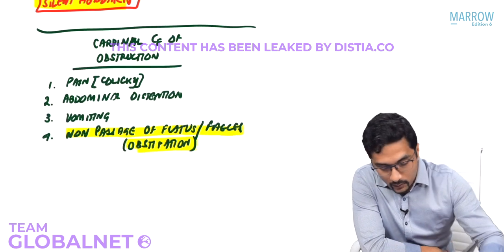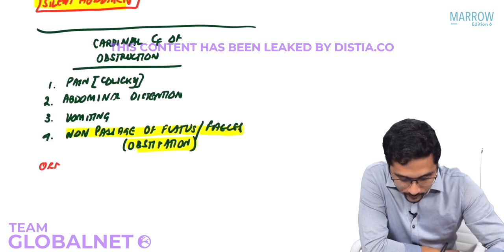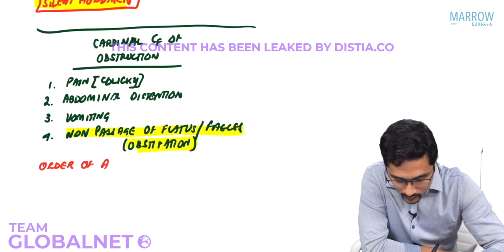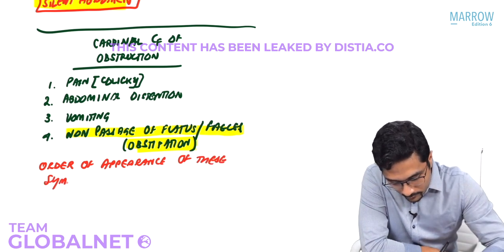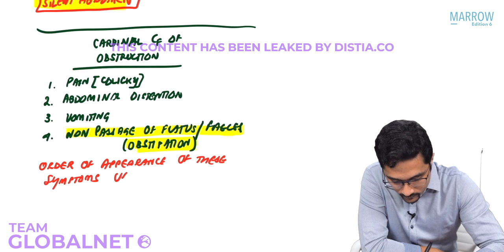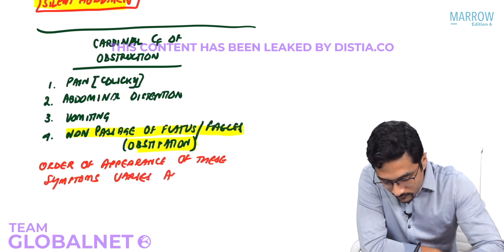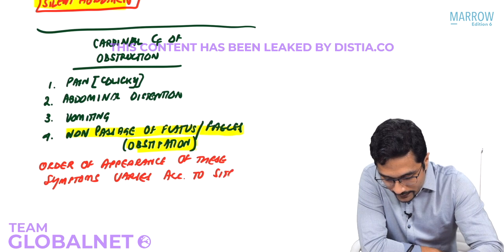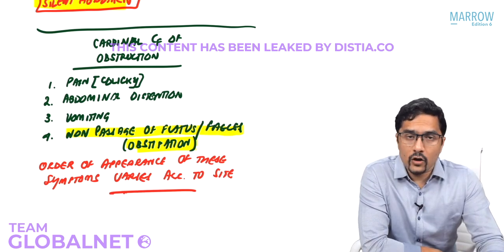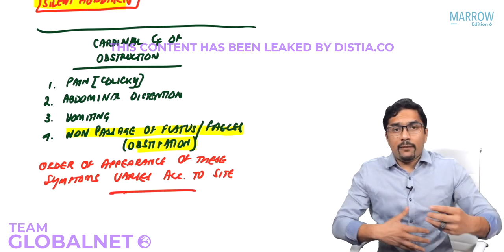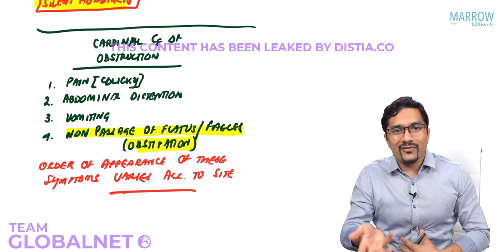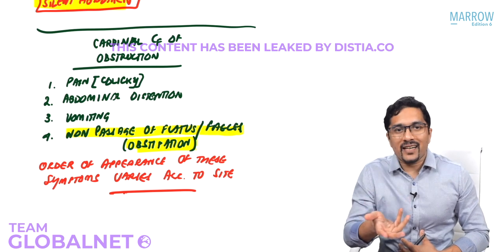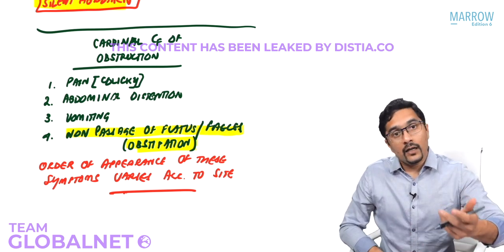But one more thing which I want you to remember, the order of appearance of these symptoms varies according to the site of obstruction. So for example, if there is a duodenal or a gastric obstruction, vomiting will be an early feature, right? Vomiting will be an early feature, but distension would be a late feature.